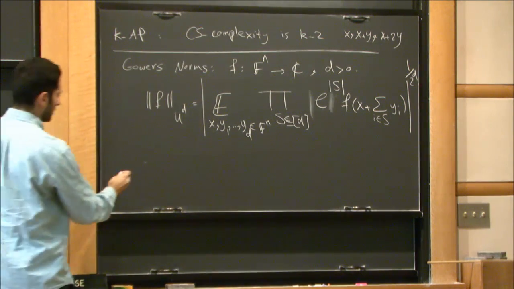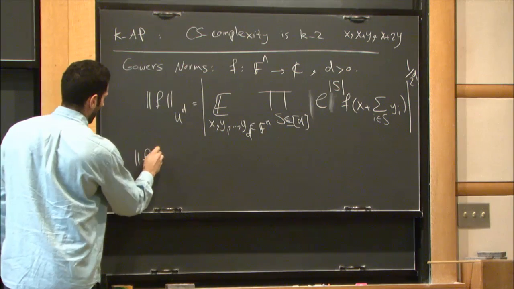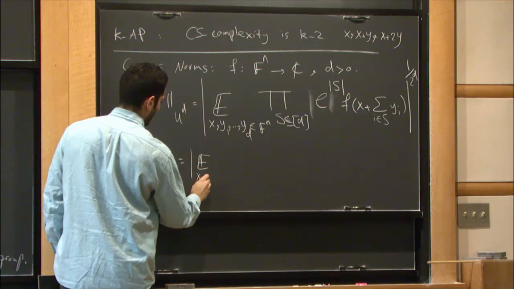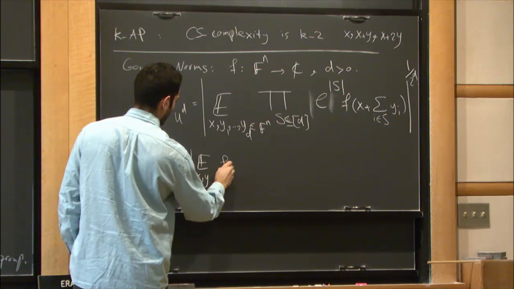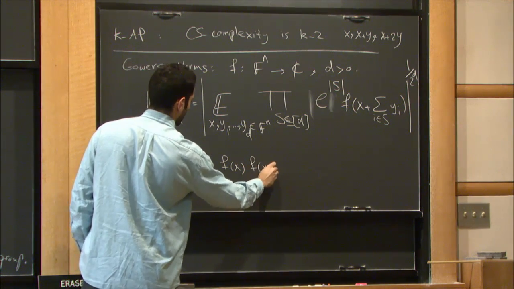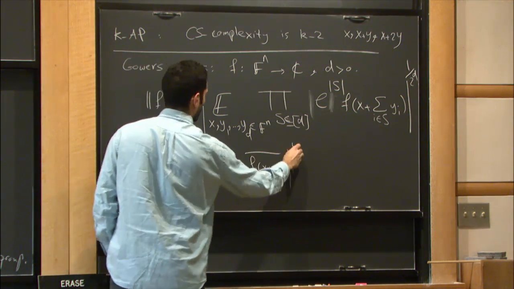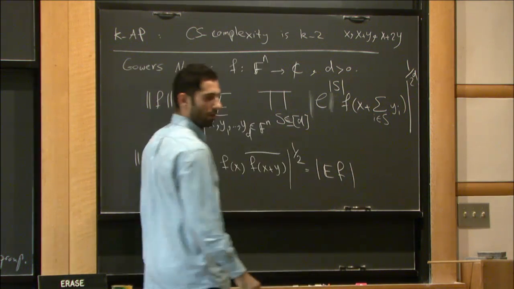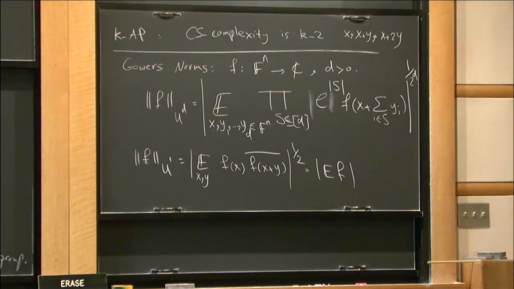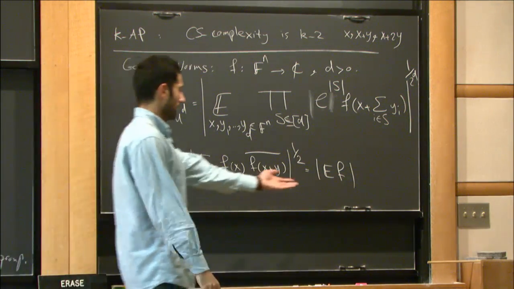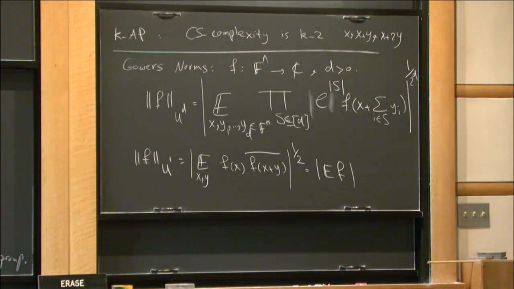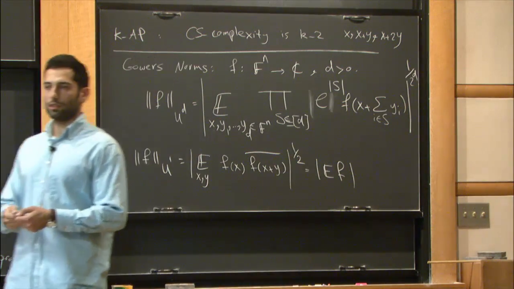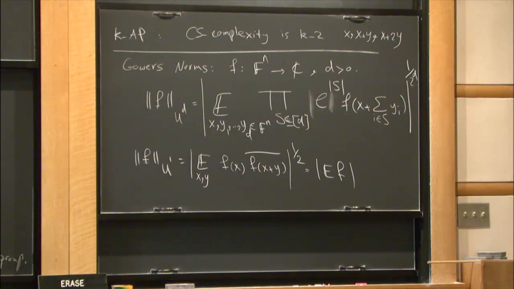Let's look at an example. The U^1 norm becomes simply the expectation over x and y of f of x times the conjugate of f of x plus y, to the power 1 over 2. This is really just the absolute value of the average of f. So this is not a norm; this is just a semi-norm. But it turns out that for all d that's at least 2, the Gowers norm becomes a norm.